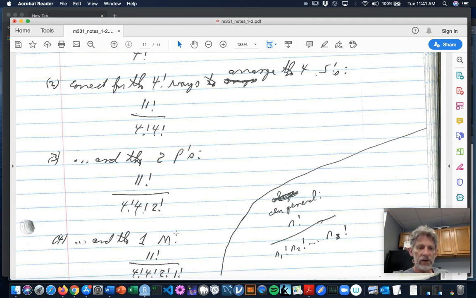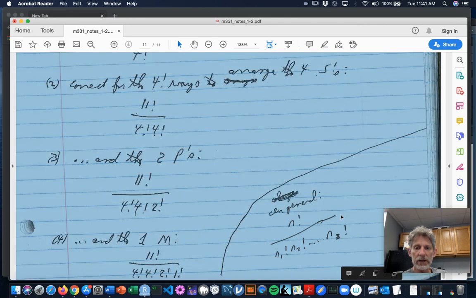But that does lead you to a nice general formula. If you've got a word made up of N total letters, but there are S different actual letters used, and the first letter is repeated n1 times, the second letter n2 times, and the S-th letter n_S times, then the general way of doing it is N factorial over the product of n1 factorial through n_S factorial.